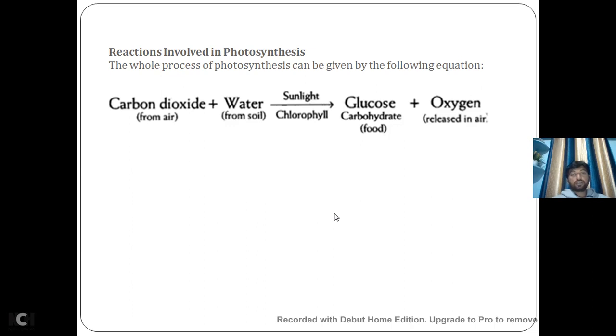Now by this we are going to end the autotrophic mode of nutrition. Let us move on to the heterotrophic.